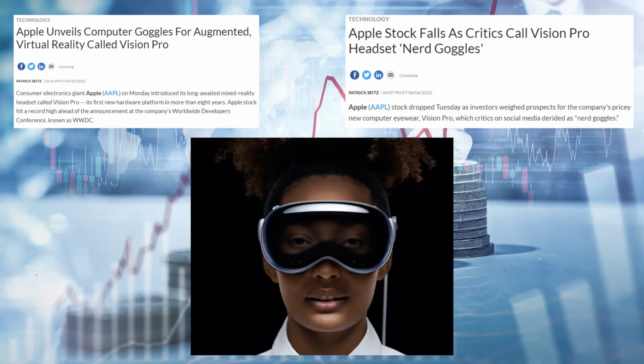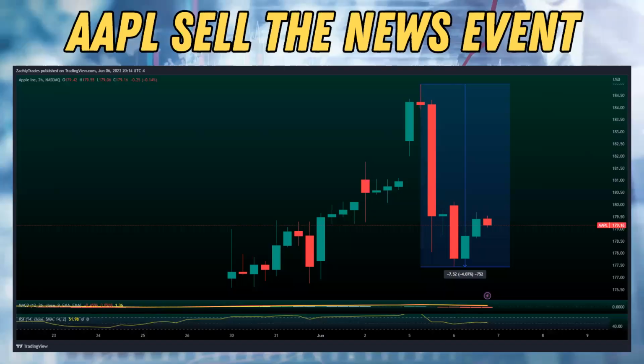If you take a look, Apple, as I mentioned, is very famously known for being a sell the news stock, and this is very common to see. Initially, it gapped up on that news, created new all-time highs, and then it saw an amazing 4% drop. Now, that may not seem like a lot to you guys, but for Apple, a 4% drop in a very short amount of time is pretty significant.